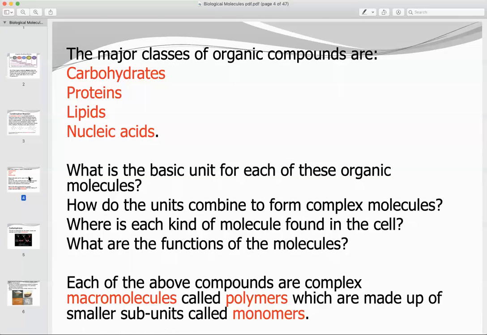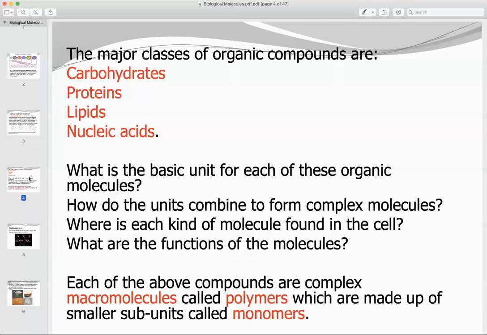We want you to think about, as we're going through this, how do these smaller subunits combine together to form these larger, more complex molecules? Where in the cell can we find these molecules? What are the functions of these molecules in our bodies? Like, why do we need carbohydrates? Why do we need proteins? Why do we need lipids? By the end of this lesson, we should be able to answer some of these basic questions.